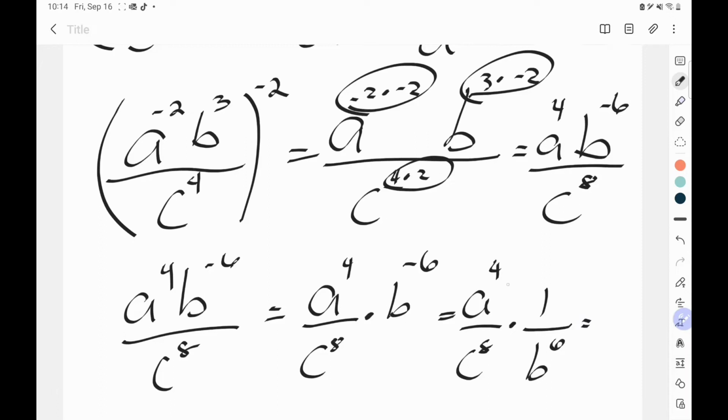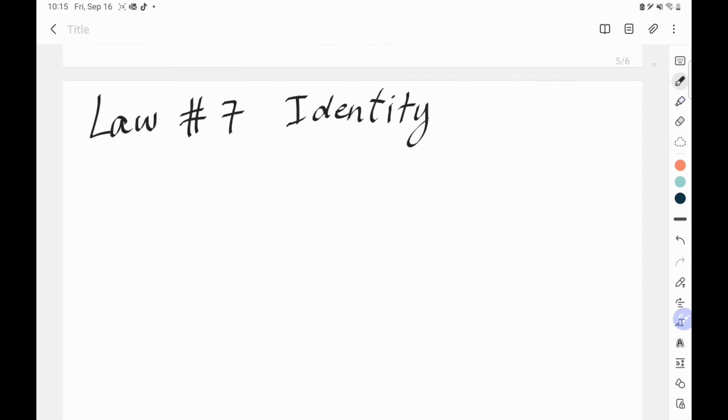Now we can multiply them back together. We have a to the power of 4 times 1, which is a to the power of 4, over b to the power of 6 c to the power of 8. That is our final answer for the given problem.